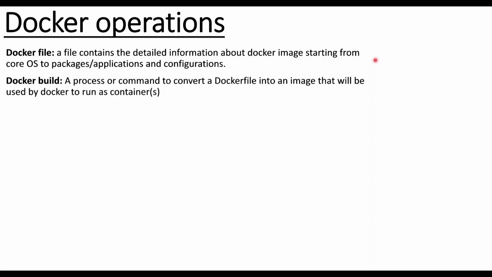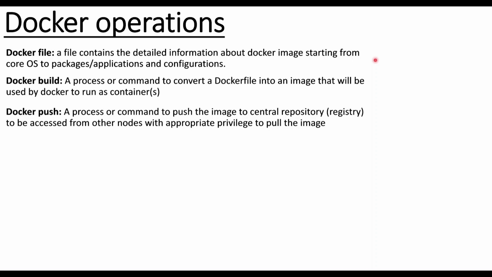Then the Docker build operation. Docker build operation is a process or a command that is used to create Docker image from the information that is defined in the Docker file. And then later, same images are going to be stored in the Docker Hub registry and later it is going to be consumed by the operators to run as the container.